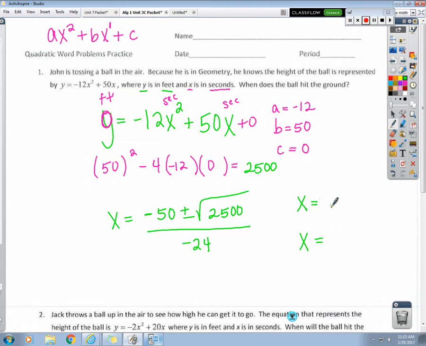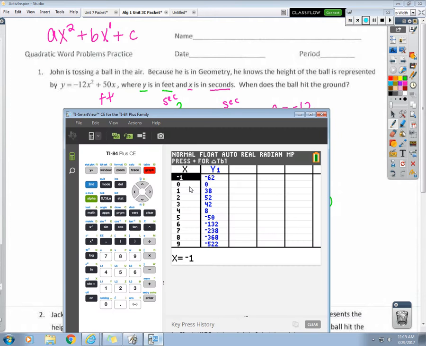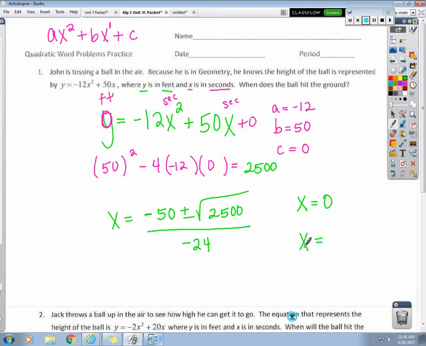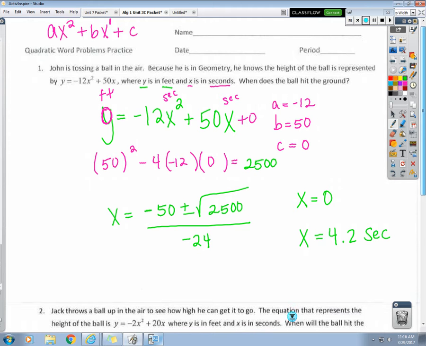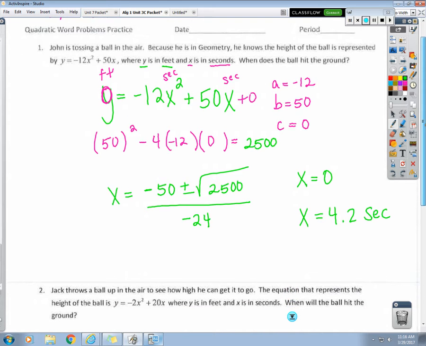We already know that one of them is going to end up being what? 0, because we saw it on the graph that one of them was exactly 0. But the other one we couldn't see because it was a decimal, so type them in and see what it is. 4.2. So that means it will take 4.2 seconds for the ball to return to the ground. No, number 2 is a totally different question.